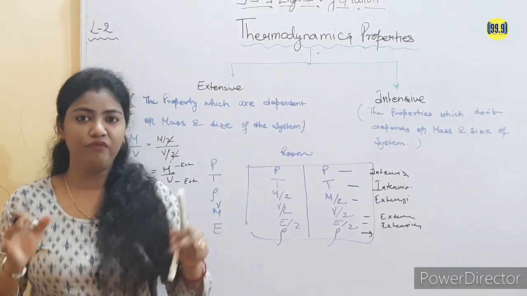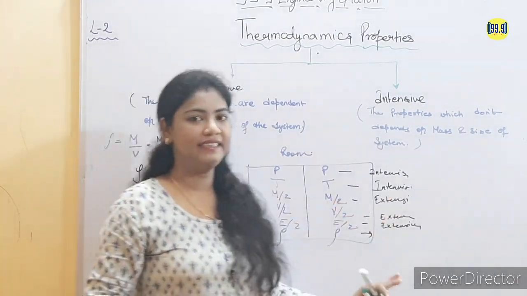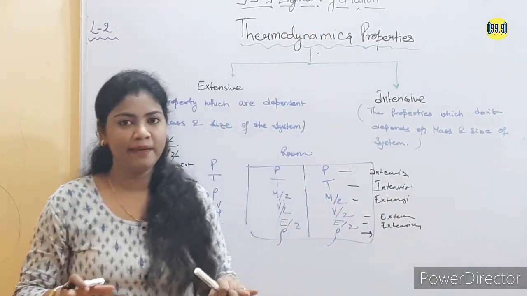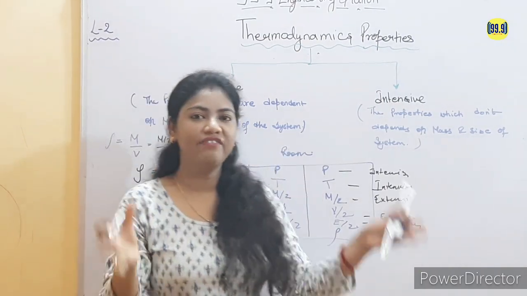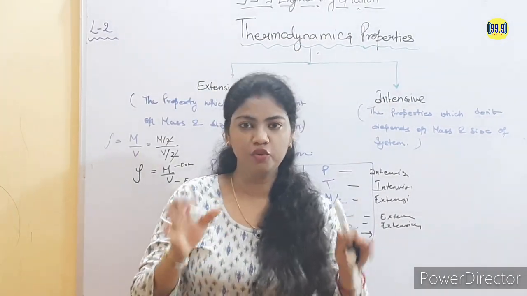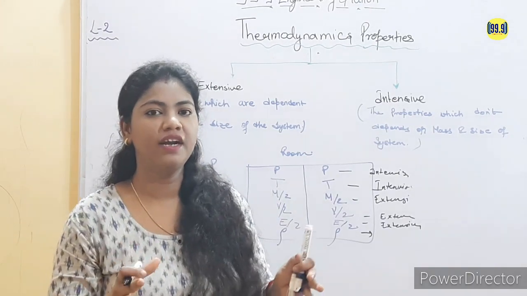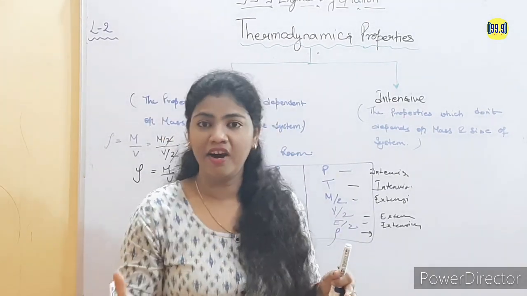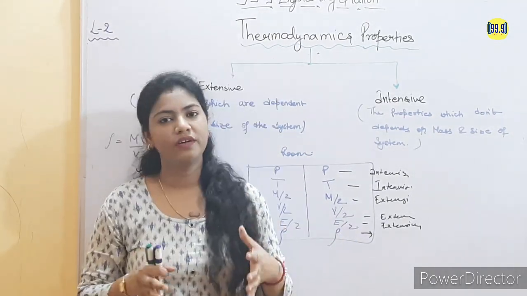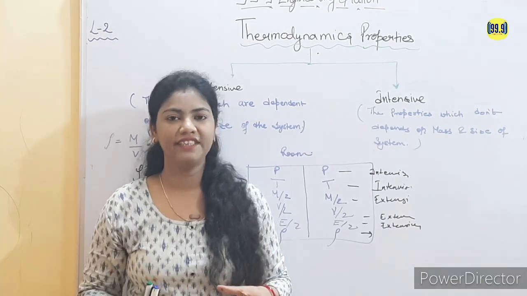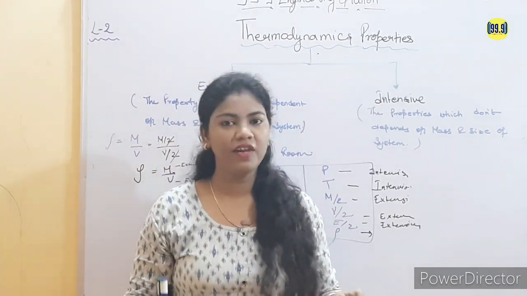So these are very confusing if you do not understand this concept. If you have any confusion, then simply divide the system into two parts and analyze whether that property becomes half or not. So this is all about today's lecture. I hope you understood it very well.